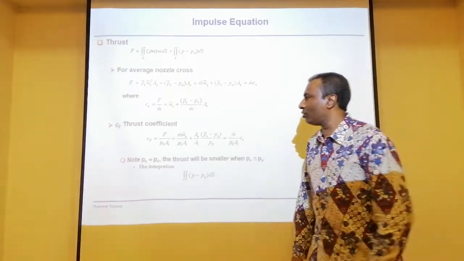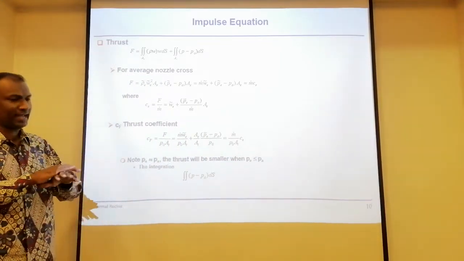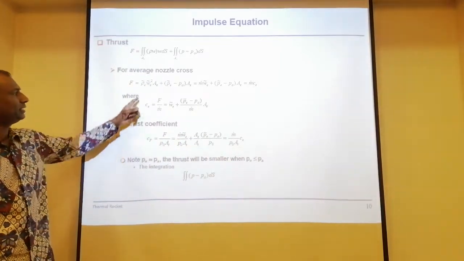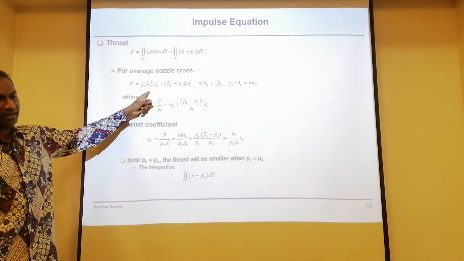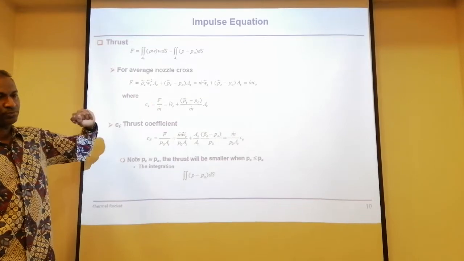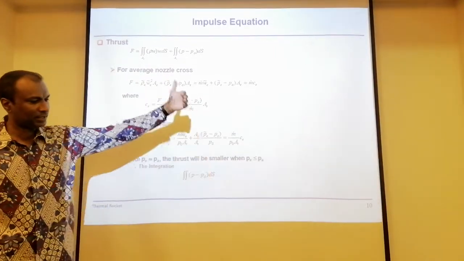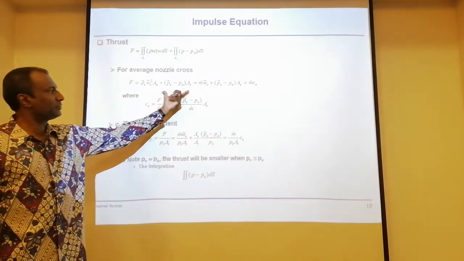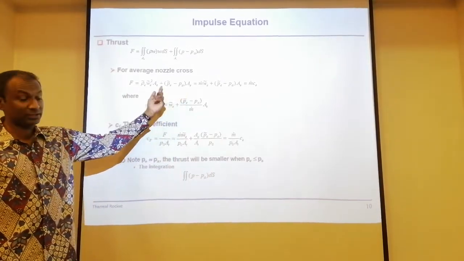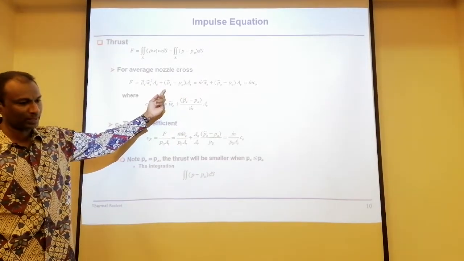Now let's look at an average nozzle cross section. That means for the average nozzle cross section, obviously your rho will also be an average, and your exit velocity is also going to be an average, and this is going to be at the exit of that nozzle. Okay, so the F is equal to basically the delta. This is also the exit pressure, the average exit pressure as well.